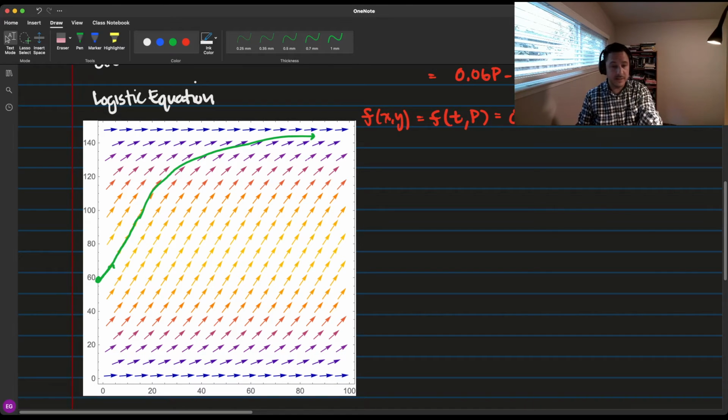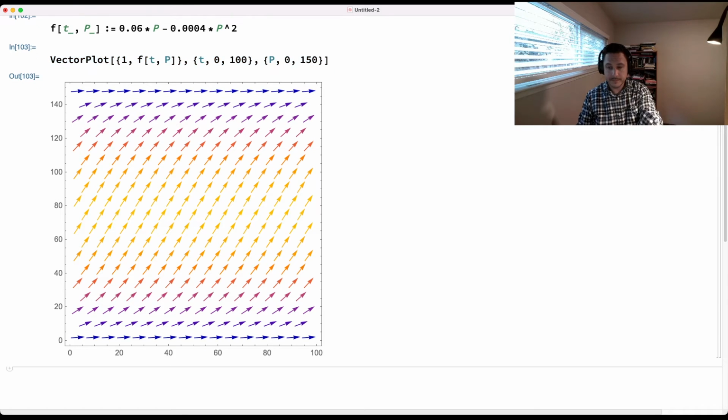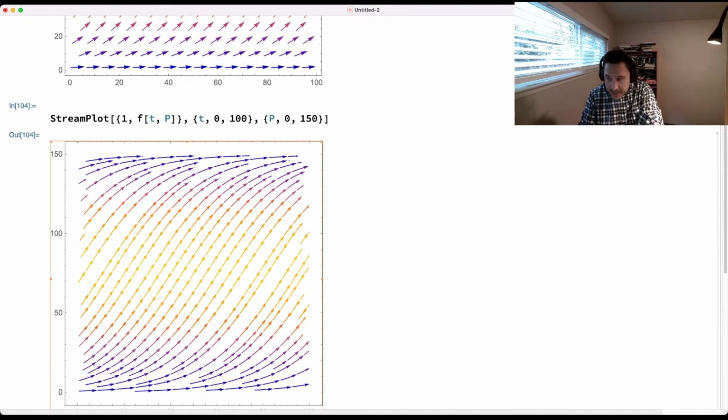There's another version of this command that you can use, which is very similar, and it's called StreamPlot as opposed to VectorPlot. It looks very similar, but instead of a bunch of arrows, it actually shows you a particular solution. So there's StreamPlot. Now you can actually see the individual solutions sort of connected. Let's go back over here. Let's paste it. Let's make it the proper size.